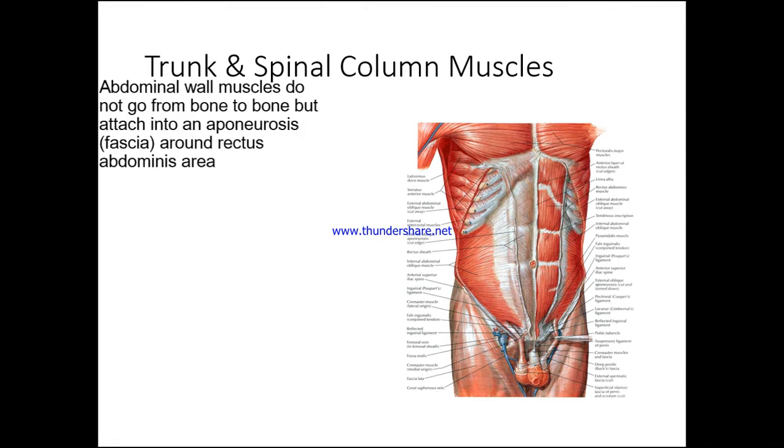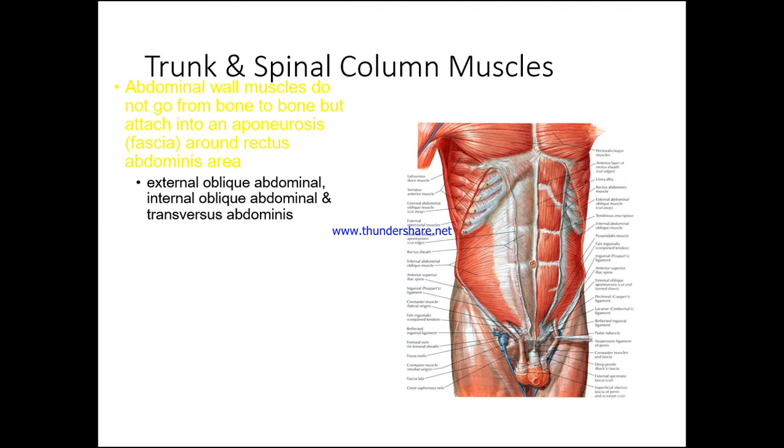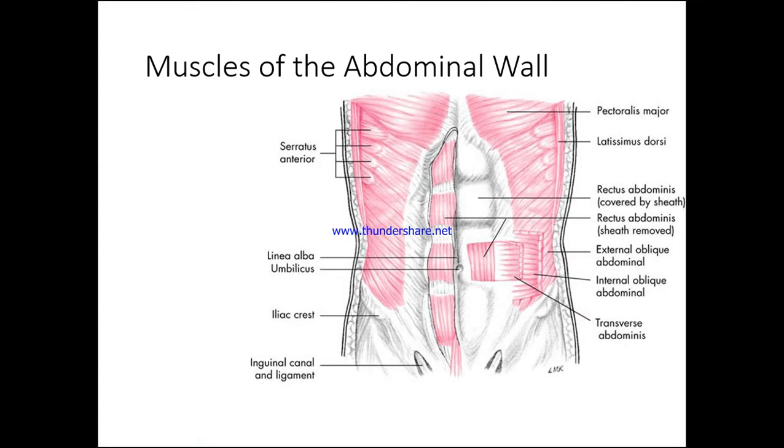So let's start to have a look at some of the trunk and spinal column muscles. The abdominal wall muscles do not go from bone to bone, but they actually attach to an aponeurosis, which is a fascia around the rectus abdominis area. We have the external oblique abdominal, internal oblique abdominal, and the transversus abdominis or transverse abdominal muscle. So if we just go through, we can have a look at this intermediate and deeper layer of muscles.